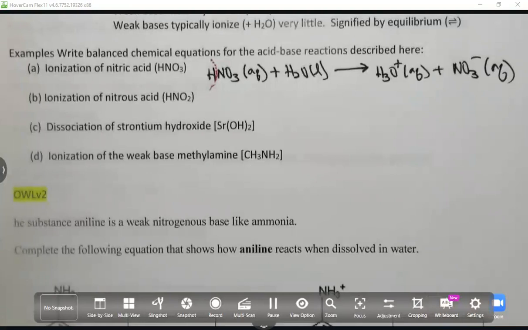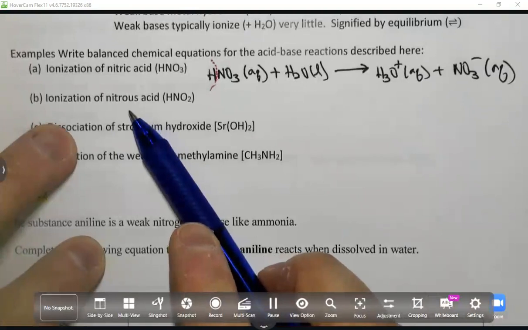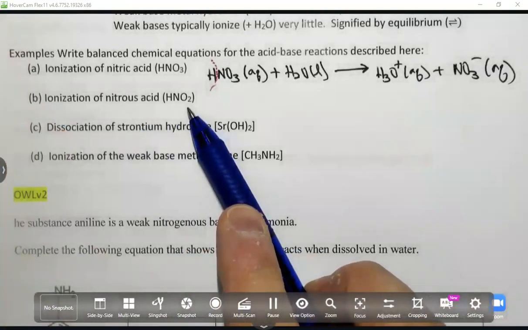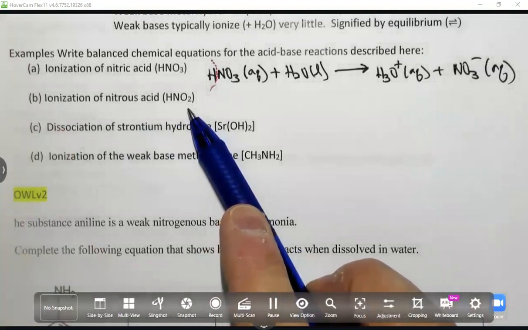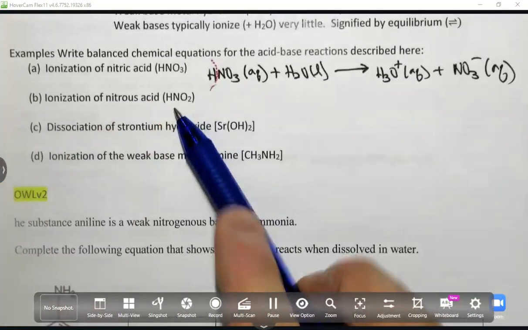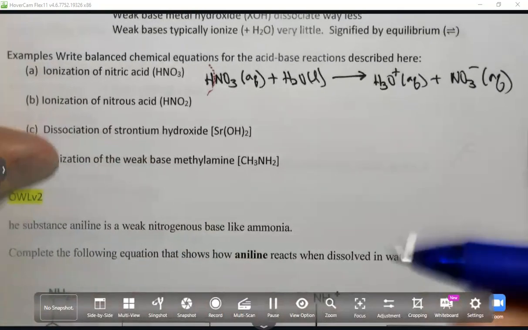Okay. Well, let's do the ionization of nitrous acid. Is this a strong acid? No. It is not strong. How do you know it's not strong? We only have one more oxygen than hydrogen, correct? So if this is a weak acid, how many hydrogens are going to come off? Not very many, very few, correct? Therefore, you are going to get few ions.